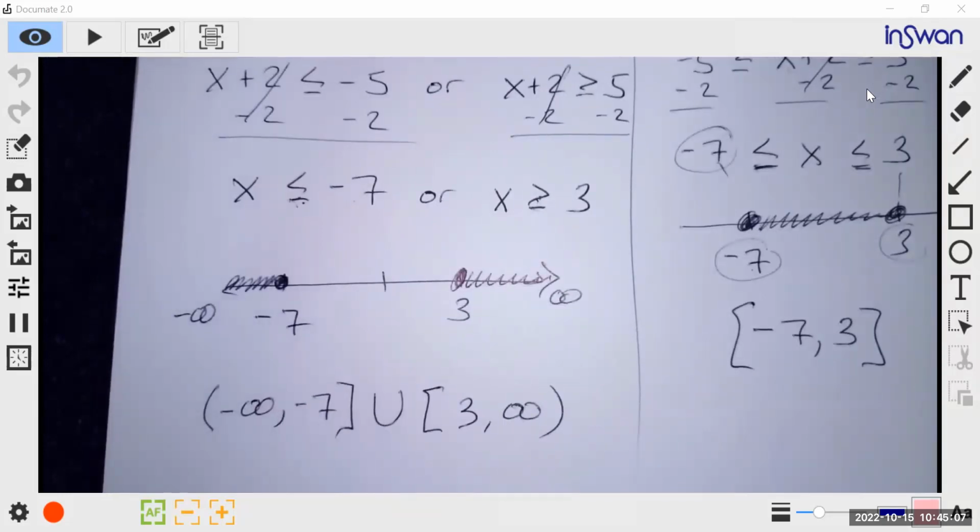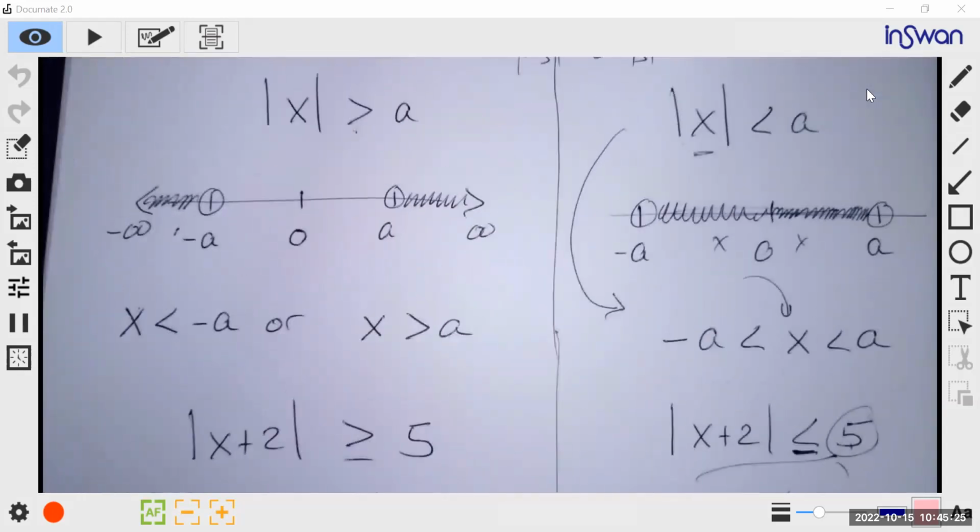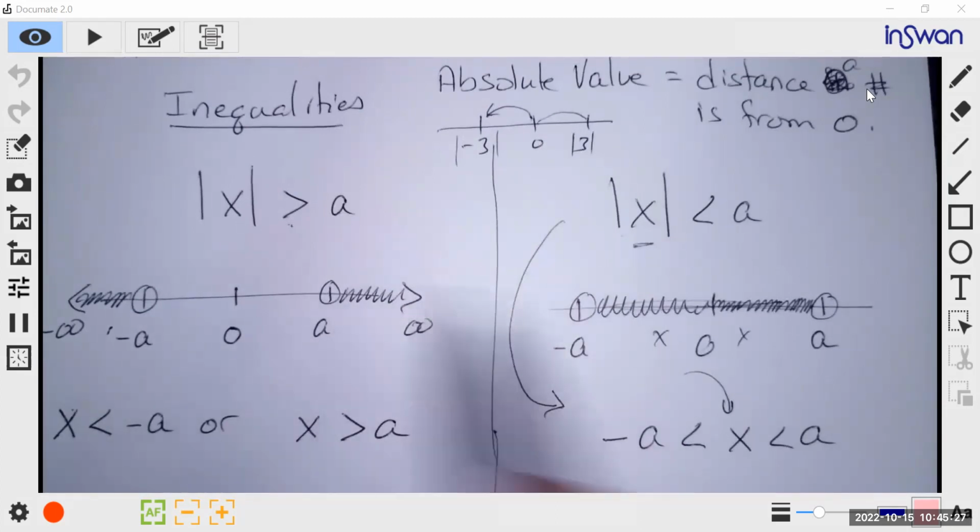Excellent. And that's all there is to inequalities, because we did it earlier. The only thing you have to know now is if it's greater than, then it's going both directions. It's greater than a to the right, less than negative a to the left. If it's less than a, then it has to be between positive and negative a. That's the only thing you have to remember right here.